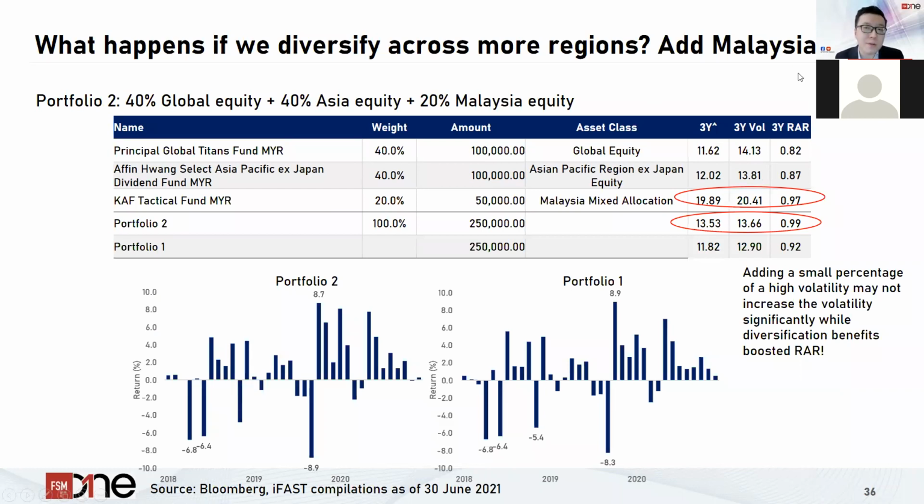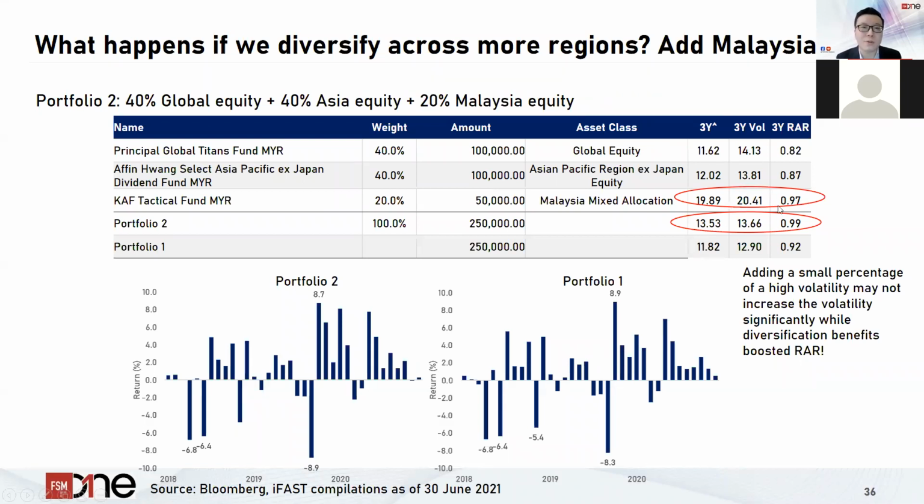So in this example, in portfolio 2, we add Malaysia: 40% global equity, 40% Asia, and 20% Malaysia. If you remember from the previous tables, Malaysia typically has a lower correlation to other markets. Let's see how it works out here. We added this half tactical fund. In the past 3 years, it returned 19.89%. And the vol for this fund is quite high, 20%, which is higher than all the other funds, right? And the risk-adjusted return is 0.97.